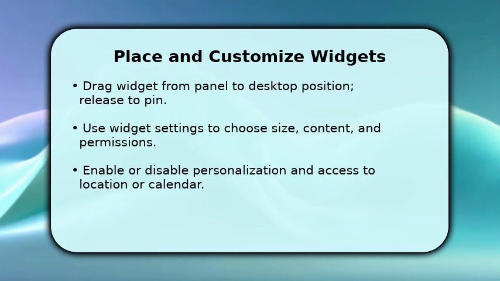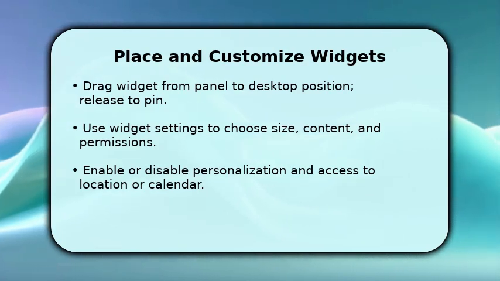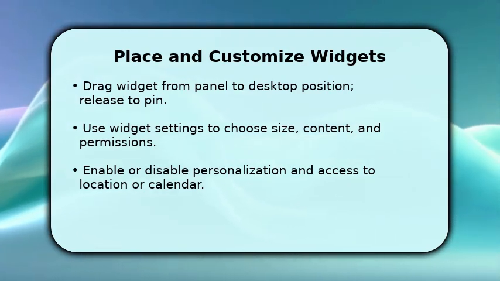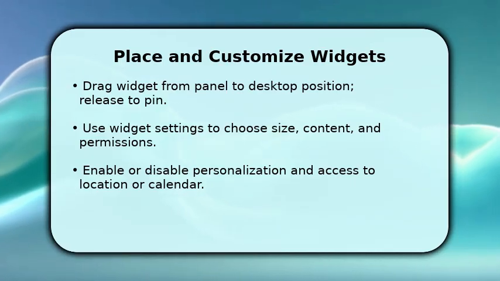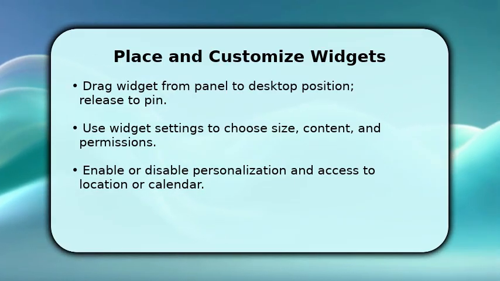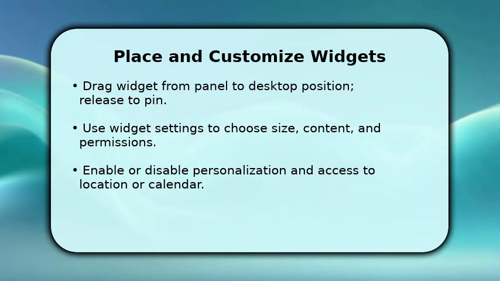Now that the Widgets panel is open, click and hold a widget and drag it onto the desktop or to the desired area of the panel. Release to pin it in place. Make sure to open the widget settings to adjust size, content sources, and permissions so it shows relevant updates.